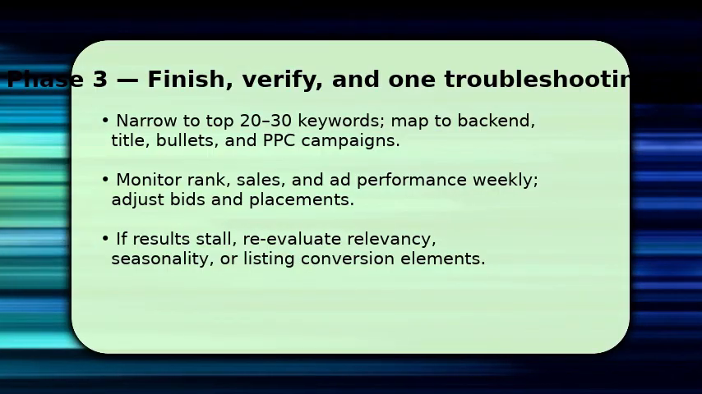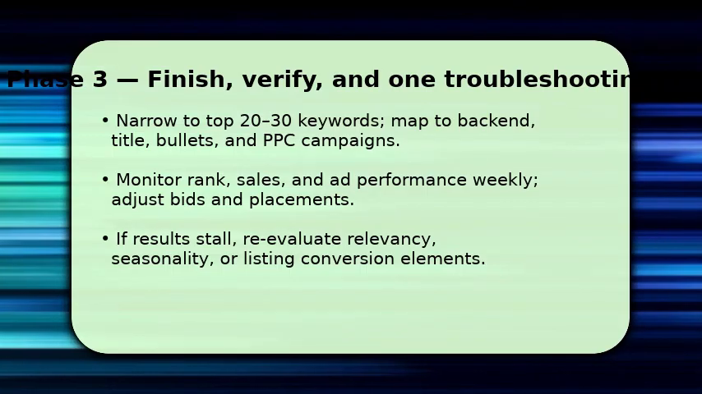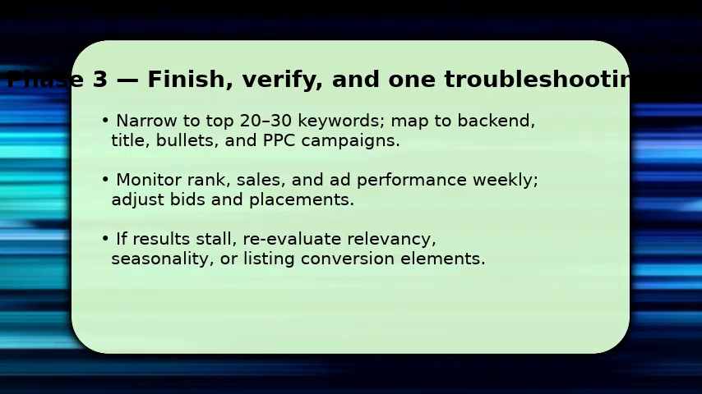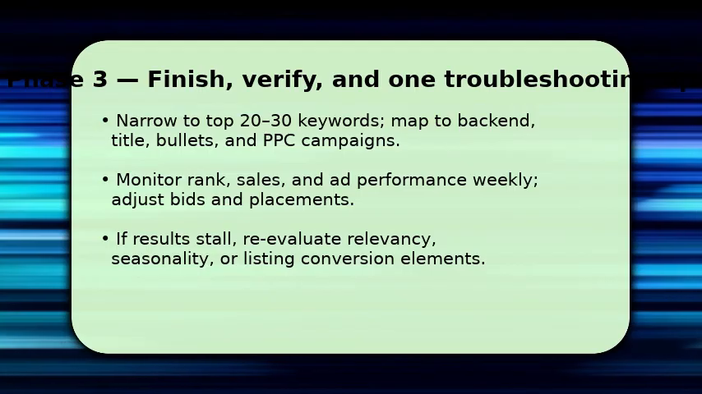Once implemented, monitor organic rank, sales, and ad performance weekly so you can reallocate spend and refine messaging. If performance stalls, troubleshoot by checking relevancy against actual query intent, seasonality trends, or weak listing conversion factors like images or price, and then iterate. Small changes often unlock large ranking gains.